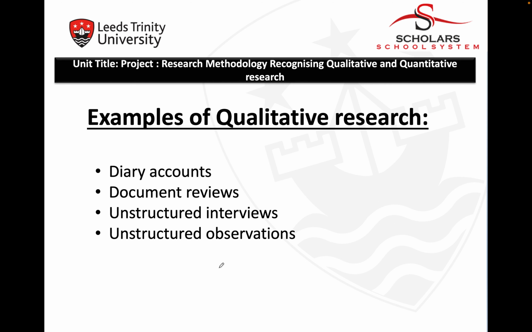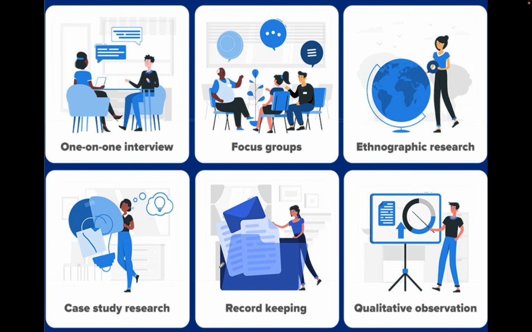Examples are diary accounts, reviews, unstructured interviews, unstructured observations, or semi-structured interviews, semi-structured observations. These are a few examples. One-to-one interview, this is a qualitative interview. Then focus groups, you can have 2 to 3 people, 5 people, 10 people in a focus group. Ethnographic research is a qualitative research about people's ethnicity, their experiences. Case studies, you can take just one person, study about them in detail. That's a qualitative research as well.